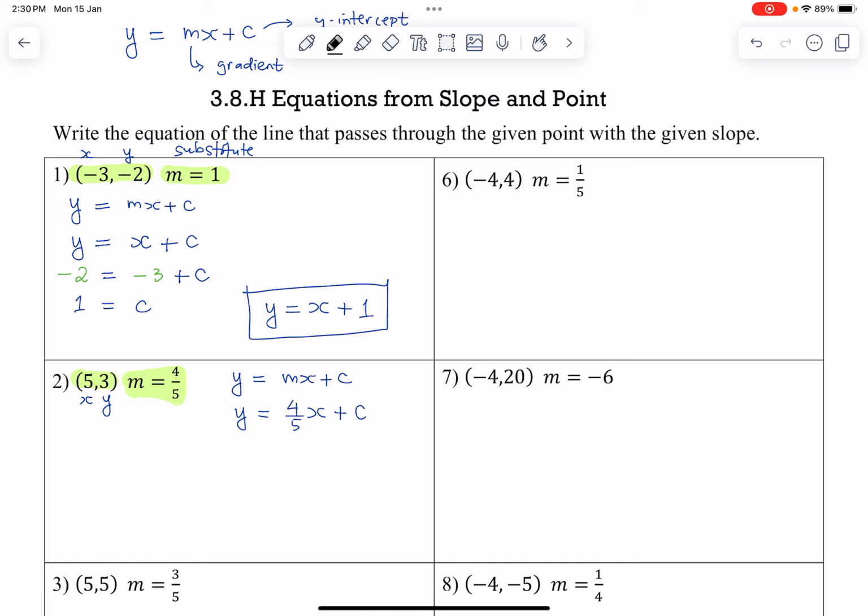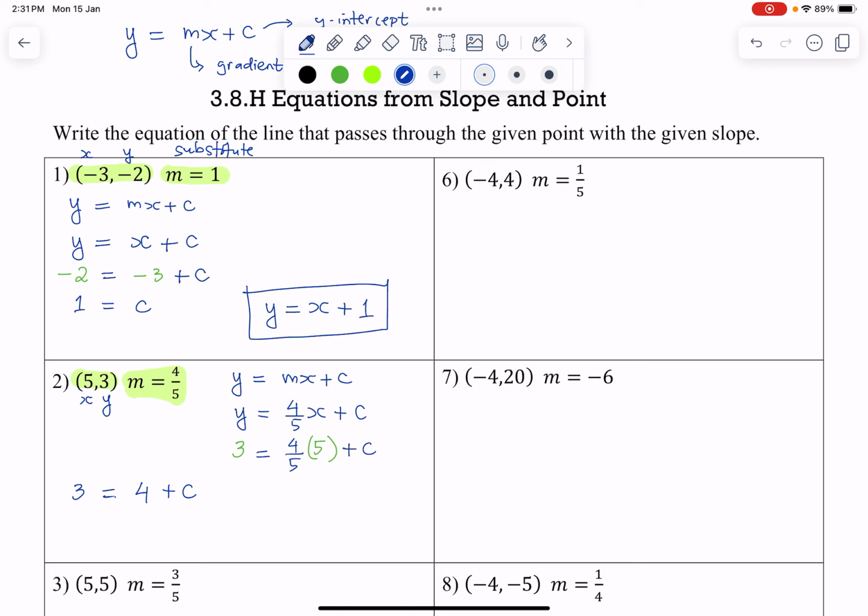So we are going to substitute that into the x and y positions in the equation. Y is 3, so we replace y with 3, and x is 5. So we have 4/5 times 5, and then plus c. Let's write it one more time. 3 equals, now 4/5 times 5 is 4, right? So we just write 4 there, and then plus c.